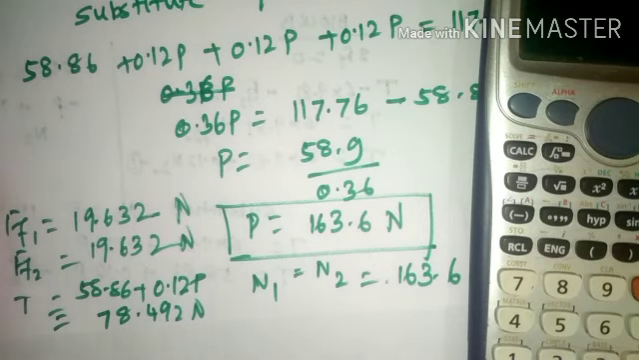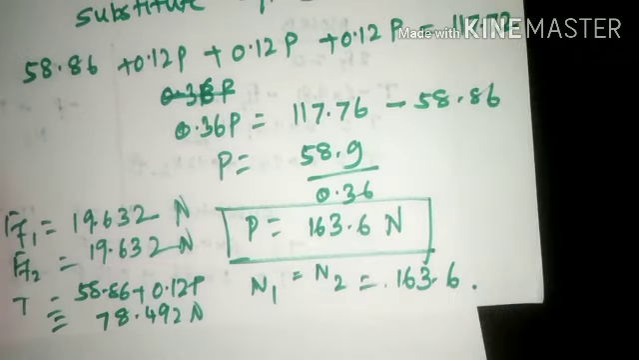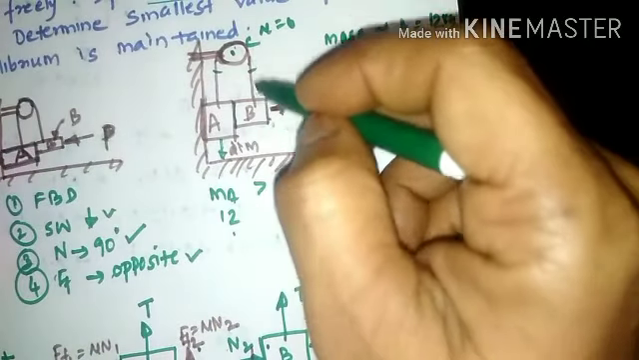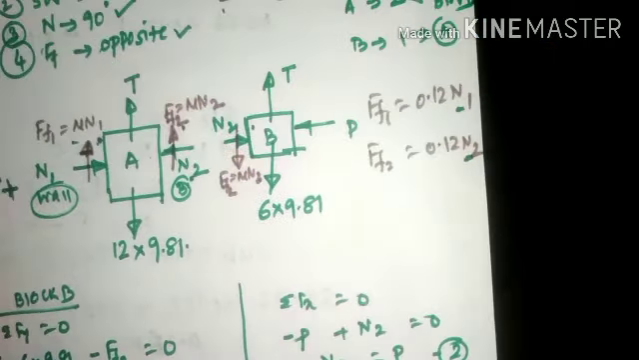So this is the minimum magnitude of the force required so that block A does not move downward. Minimum magnitude required is 163.6 Newton. Any magnitude less than 163.6 Newton will lead block A to move in downward direction. As a result, block B will move in the upward direction. Considering the same cases, the frictional force and the normal reactions have been considered. So this is how we are supposed to solve problems related to block friction. Thank you. Have a nice day.